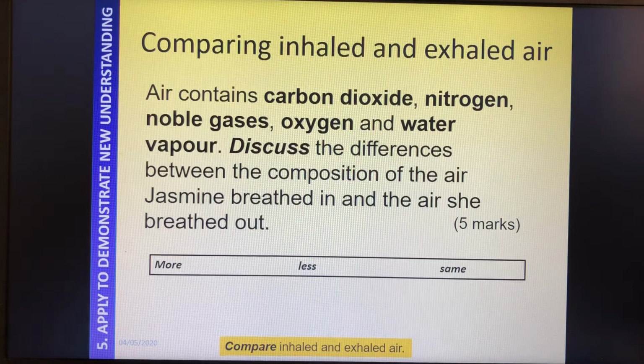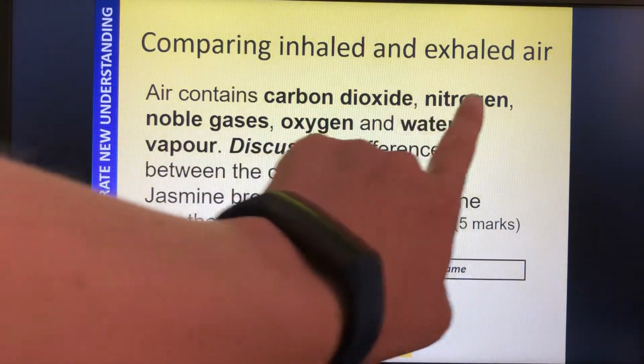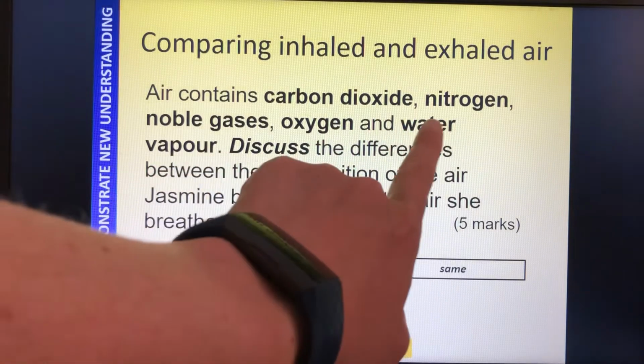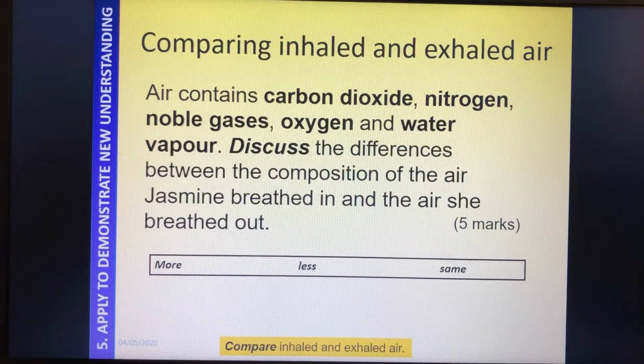Okay, comparing inhaled and exhaled air. Air contains carbon dioxide, nitrogen, noble gases, oxygen and water vapour. Discuss the differences between the composition of the air Jasmine breathed in and the air she breathed out. And you can use those words there. So it's 5 marks. And if you notice, there's 1, 2, 3, 4, 5 different components to the air there.